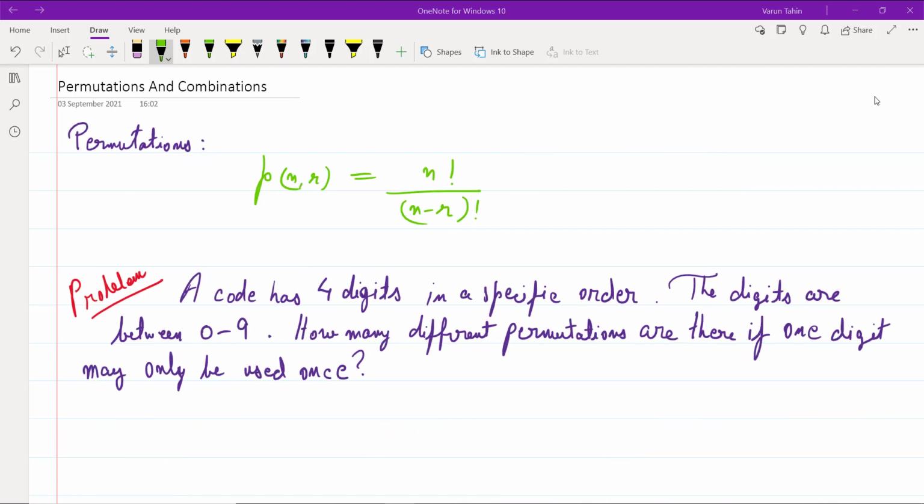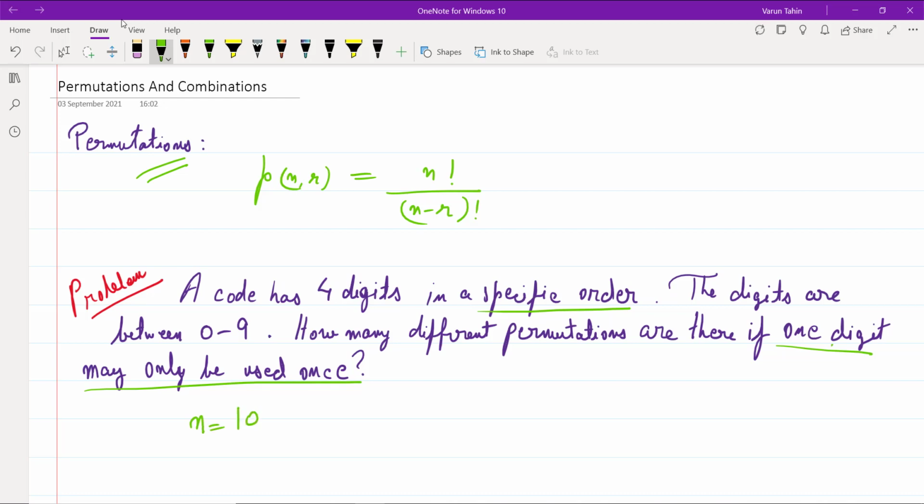Now we'll see a problem for permutation as well. A code has 4 digits in a specific order and the digits are between 0 and 9. How many different permutations are there if one digit may only be used once? The statement that one digit may only be used once signifies that replacements are not allowed, and the problem clearly says it is in a specific order, so the order matters here. So permutation exactly fits here, and we'll apply permutations.